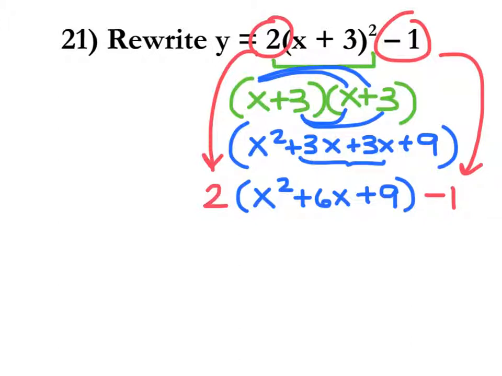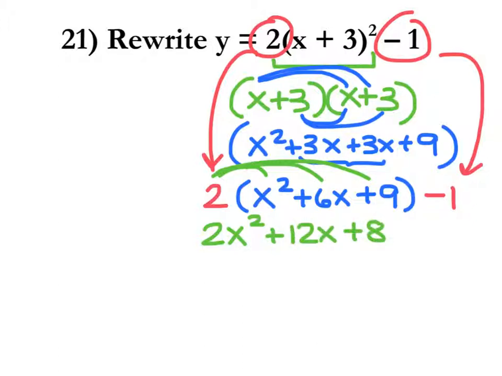Again, following the order of operations, now I'm going to multiply. And when I multiply this 2, I need to distribute it. So I get 2x squared plus 12x plus 18, and I still have this minus 1. Oops, I forgot the 1. This should be plus 18, not 8. There we go, beautiful. And we still have the minus 1.